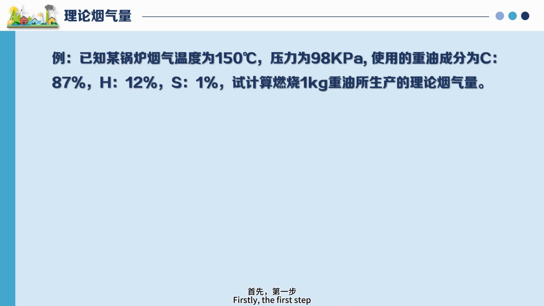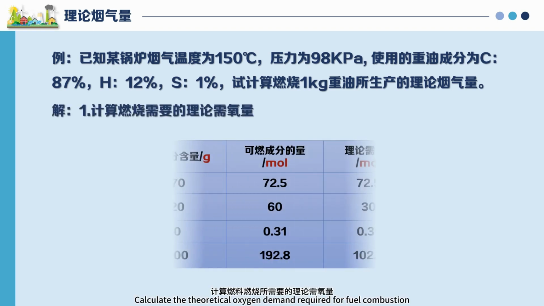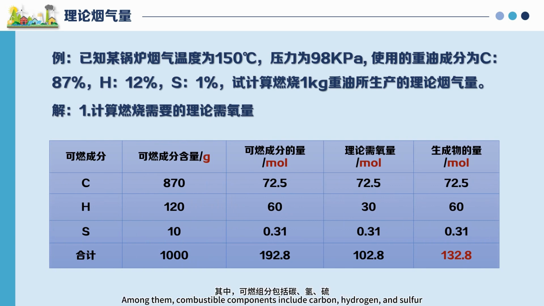Firstly, the first step: calculate the theoretical oxygen demand required for fuel combustion. Among them, the combustible components include carbon, hydrogen, and sulfur. The theoretical oxygen demand they ultimately need is 102.8. The amount of product generated is 132.8.